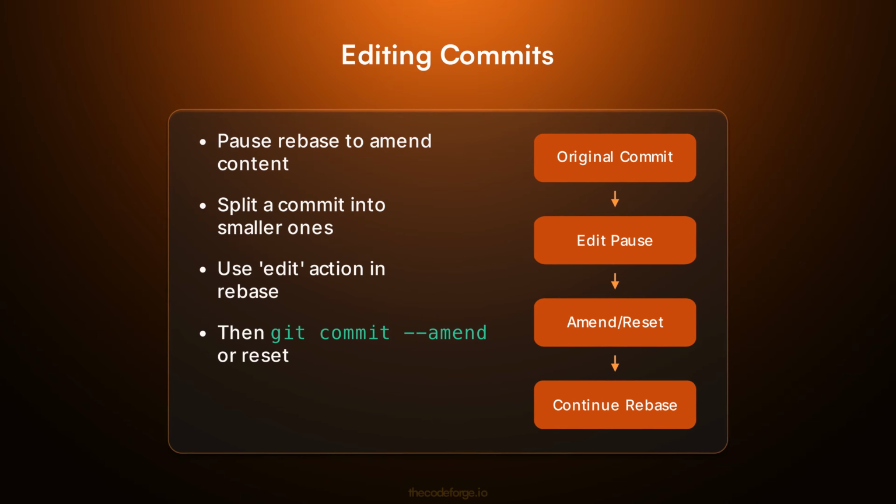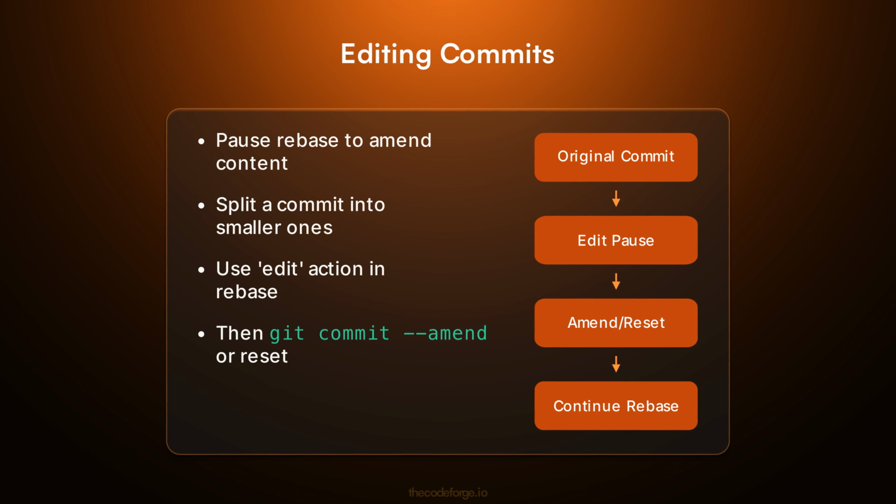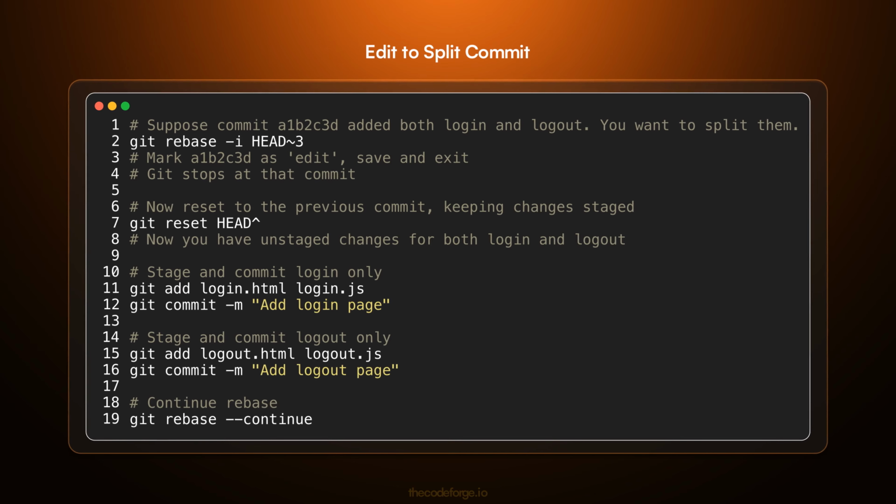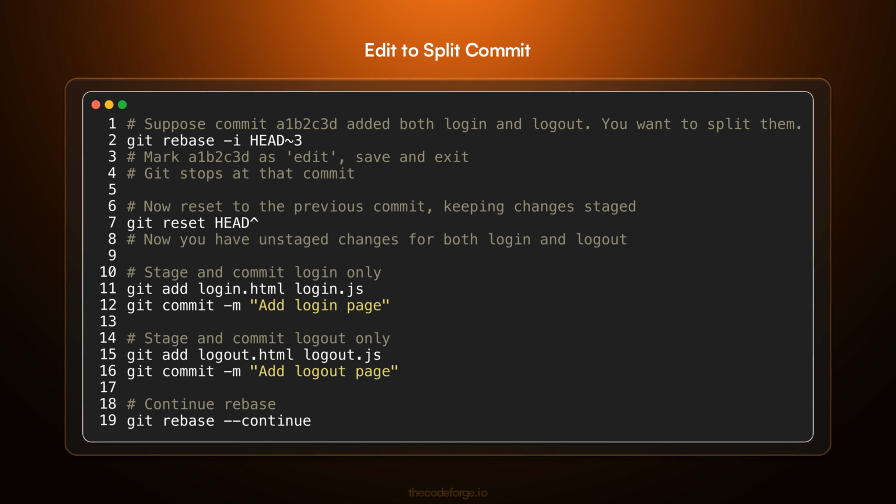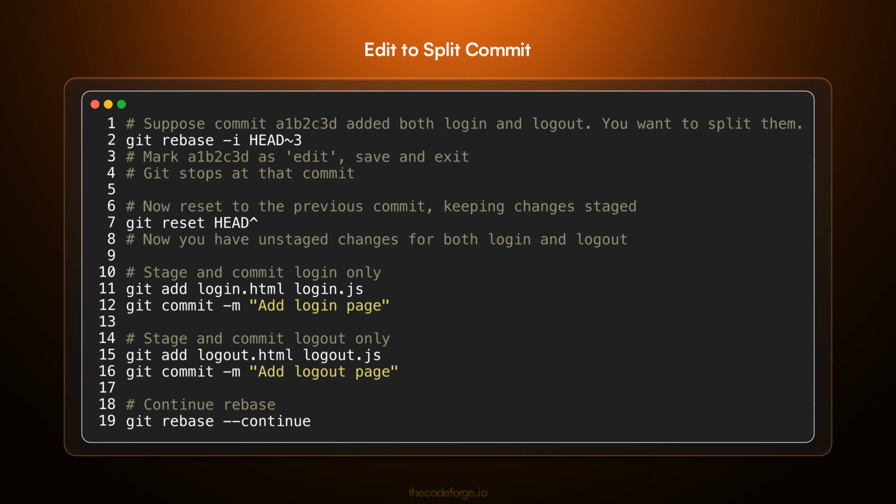Editing a commit pauses the rebase at that commit, letting you amend its content. Use it when you need to split a commit into smaller ones or when you realize a commit includes changes that belong elsewhere. Here's how to split a commit. Mark it as edit, then reset to the previous commit, stage and commit each part separately, then continue the rebase.